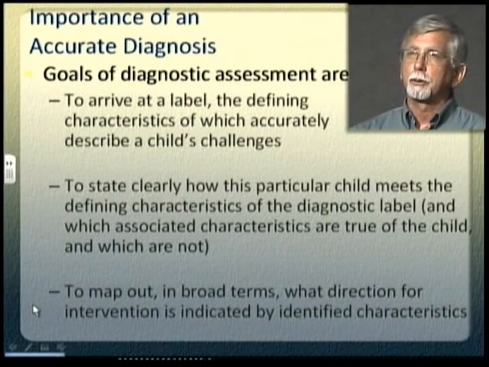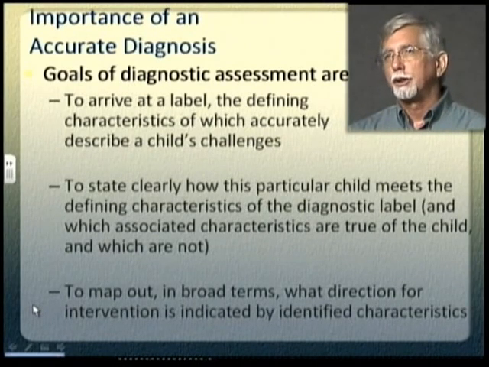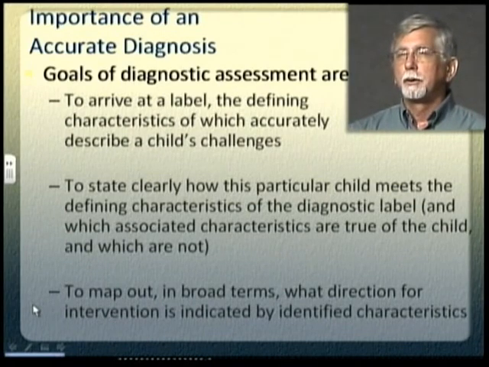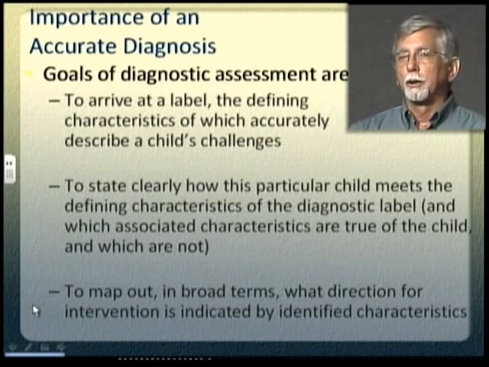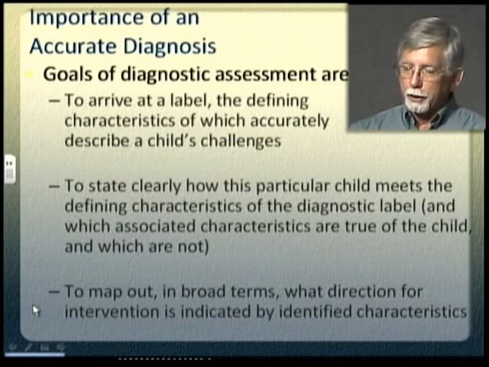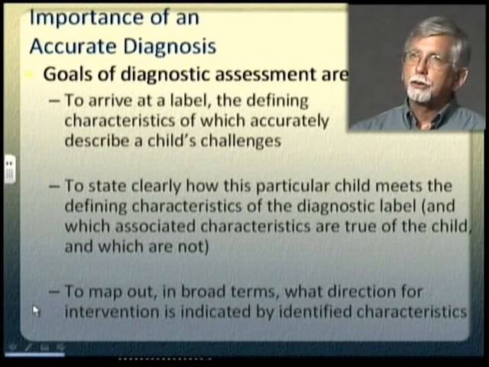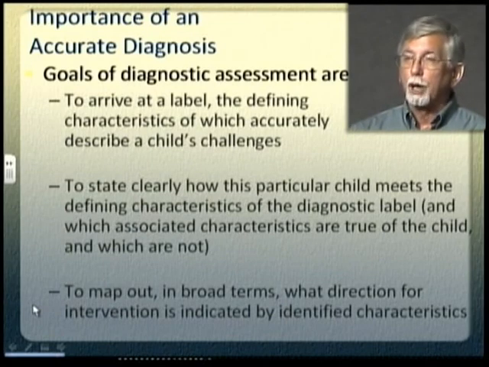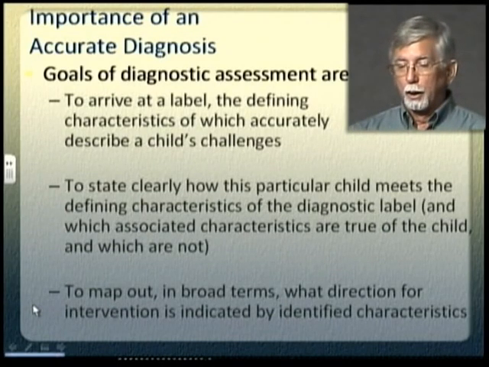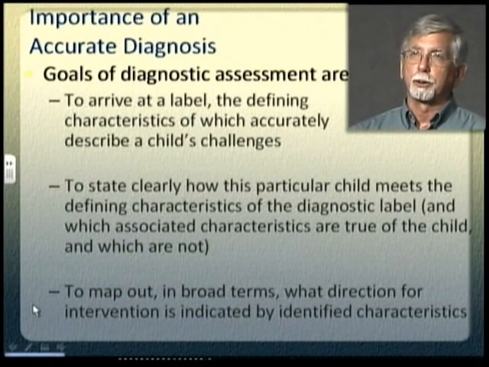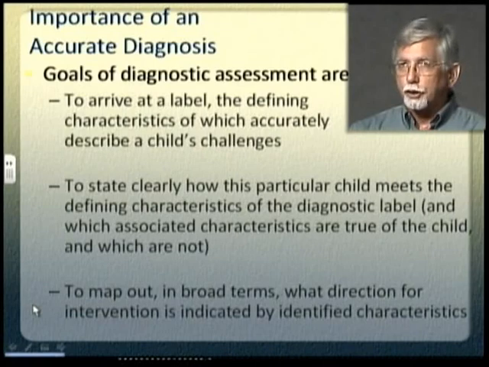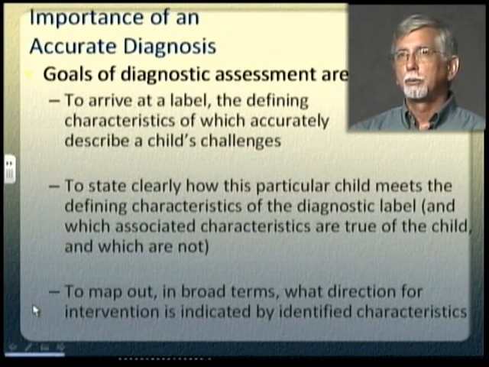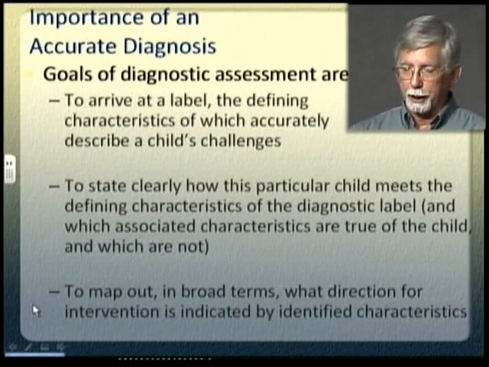So first, with respect to the defining characteristics, we know as we think about the DSM criteria for autism or the other descriptions of autism spectrum disorders that are in the literature, there's considerable variation. And it's certainly true that a young nonverbal child with autism will present with quite different features from a verbose pre-adolescent with Asperger syndrome. And so the next step of the diagnostic assessment is to say how this child meets the defining characteristics of the diagnostic label. Which of the characteristics that we associate with autism does this child meet, and how are they manifested in this child in terms of the child's thinking, in terms of the child's behavior?